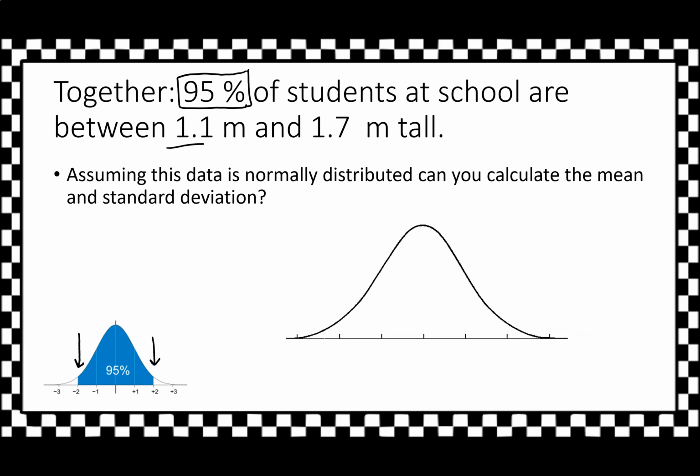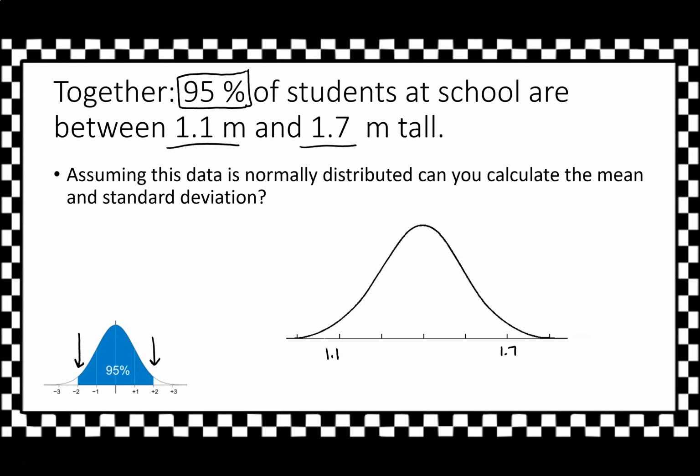So if we're between 1.1 meters and 1.7, here's my average right here. I'm going to go to the left twice, and I'm going to say that this is going to be 1.1 meters, or I can just write 1.1. And then here, two standard deviations, I'm going to be at 1.7. Why do I know that? Because they told me 95% were in that range.